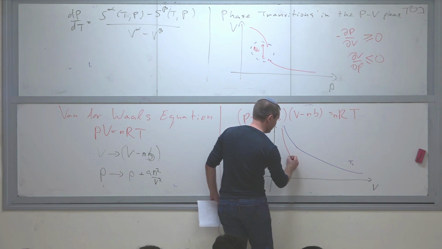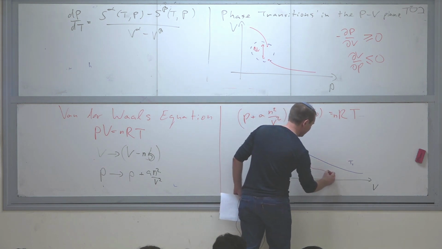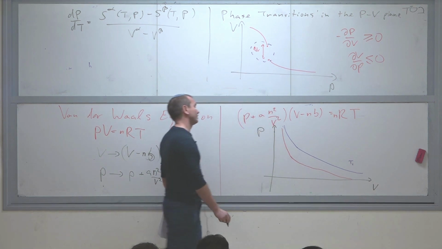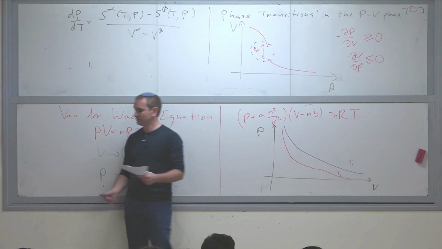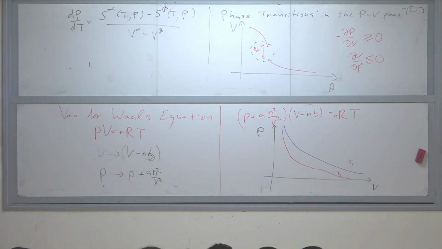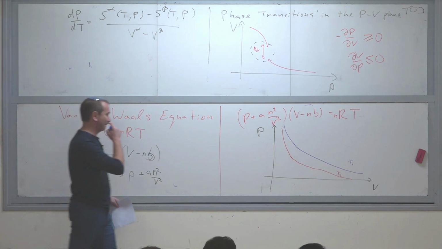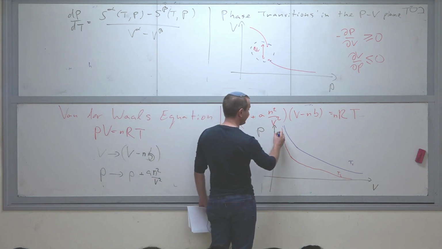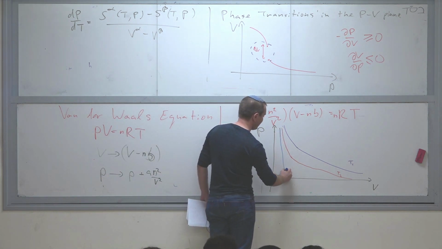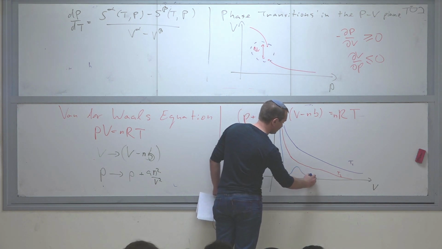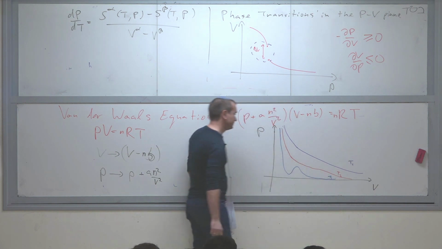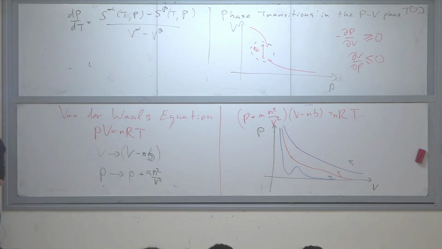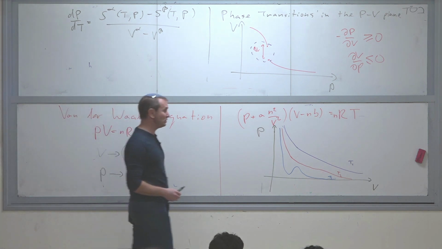And we'll start to see that the shoulder is getting bigger. This is temperature T2. And at some point, we will start to see that a minimum and a maximum occur. This is T3. This is a prediction of the van der Waals equation for the gas.